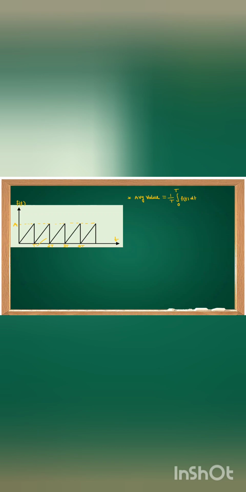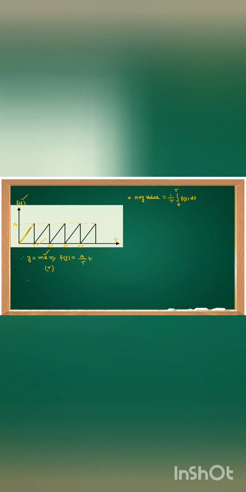But you have to find the expression for this function, so you find this line equation. One method is y equals mx, because this is a line passing through the origin. On the y-axis, what have you taken? f of t. What is the slope? Slope is y by x, A by T. On the x-axis, what have you taken? t. So f of t is A by T into t. Clear?